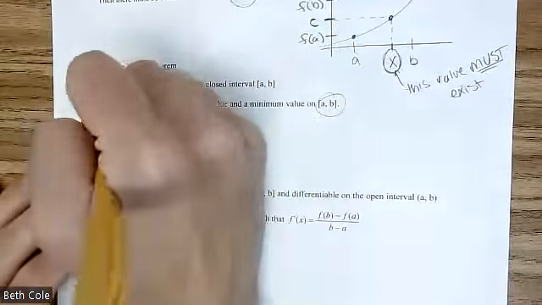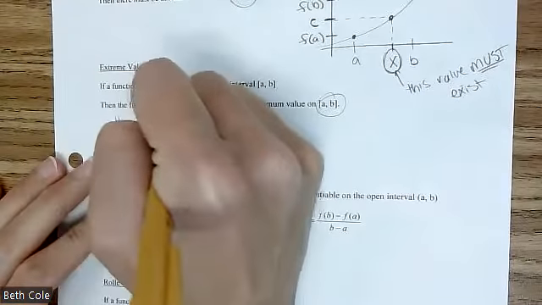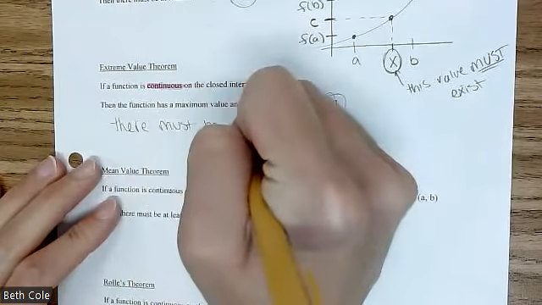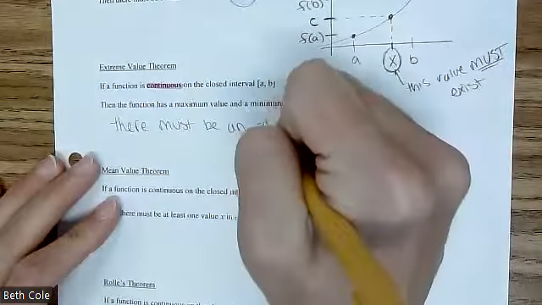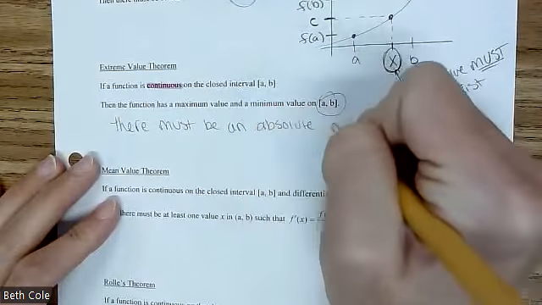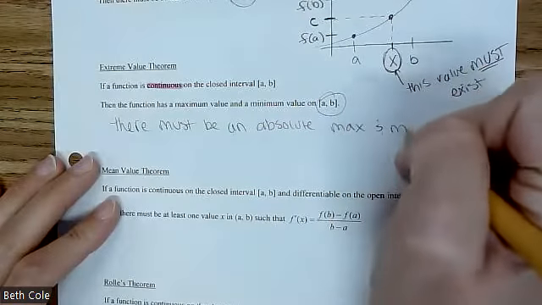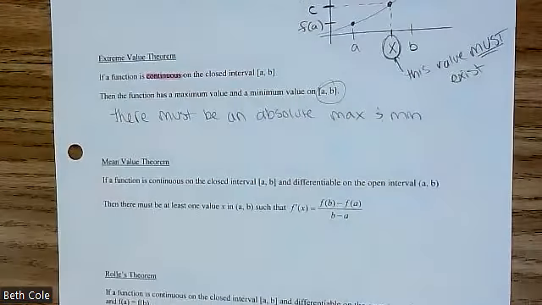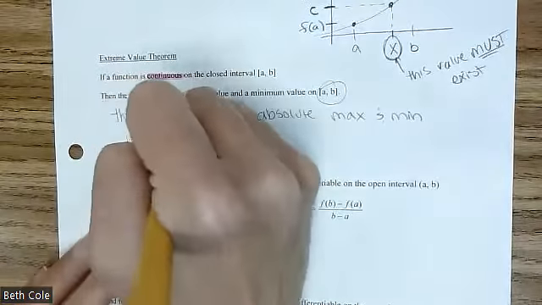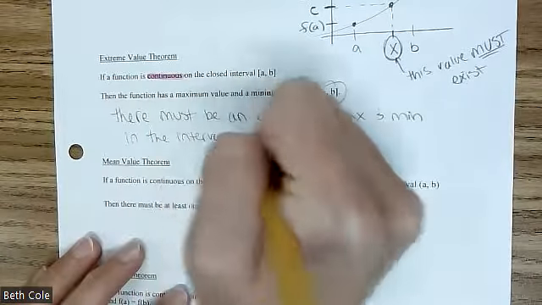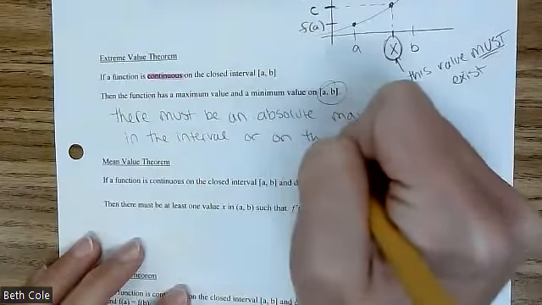So what this is saying is there must be an absolute maximum and minimum in the interval or on the endpoints.